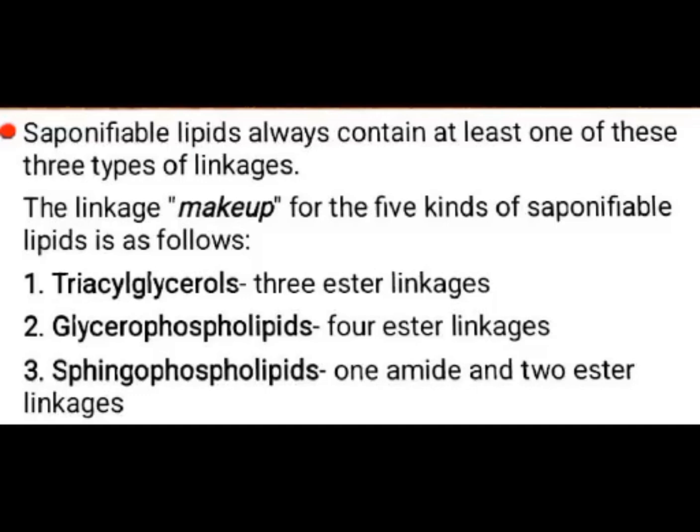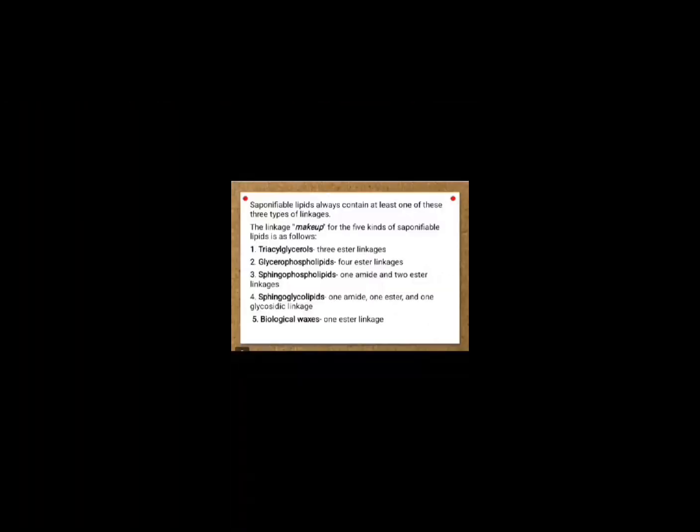And number 3 is sphingophospholipid, with 1 amide and 2 ester linkages. Saponifiable lipids always contain at least one of these three types of linkage. The linkage makeup for the 5 kinds of saponifiable lipids is as follows. First is the triacylglycerols. Second, glycerophospholipids. Third, sphingophospholipids. Fourth, sphingoglycolipids. And the last is the biological waxes.